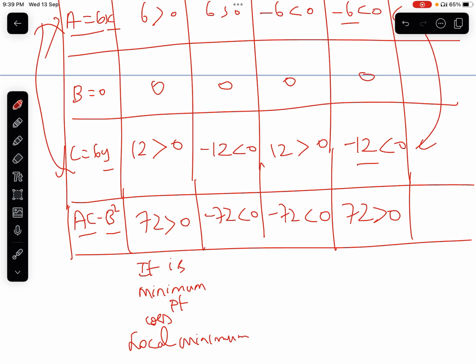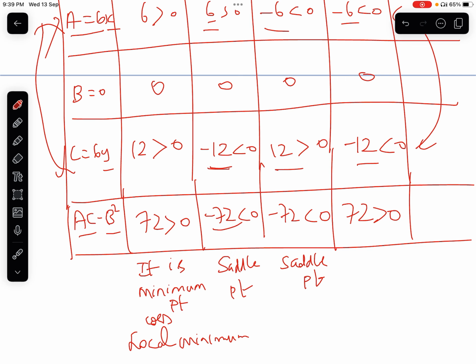Okay, so therefore again, 6 into minus 12, that is minus 72. So here one is positive and the other is negative, therefore you can conclude that there is a saddle point. And here also the value of A is minus and the value of C is plus. Since it is minus and plus, you can conclude it is a saddle point.